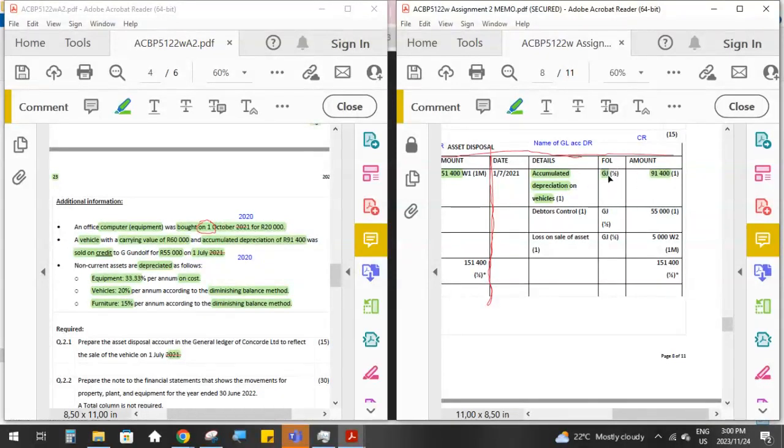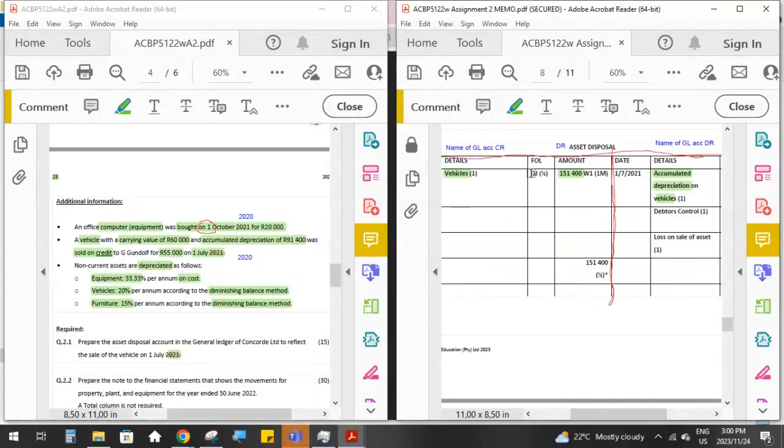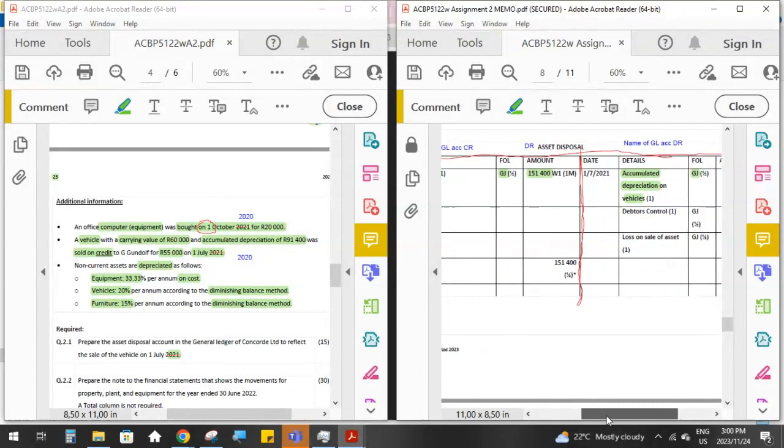The folio is the general journal because, again, when we dispose of an asset and we record that transaction, it's not a cash transaction, it's not a credit transaction. Therefore, it's a sundry transaction, and all sundry transactions get recorded in the GJ, the general journal, using a journal voucher that we wrote up.